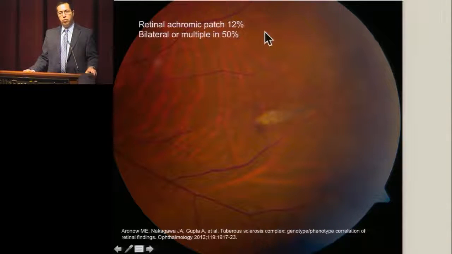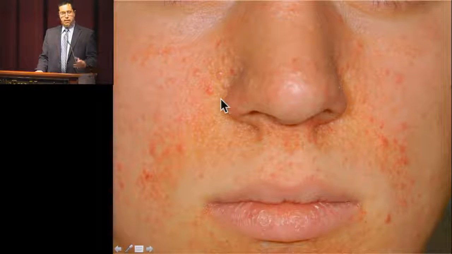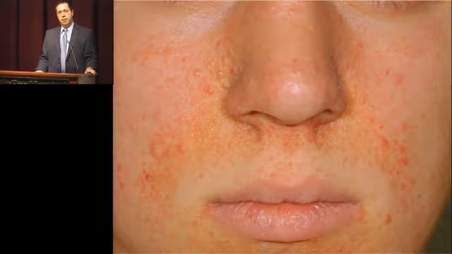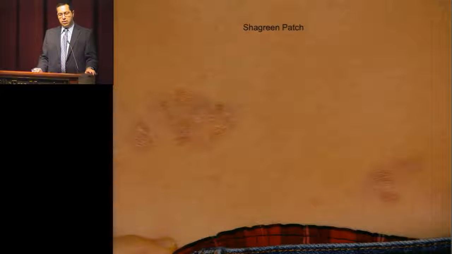This is the retinal achromic patch. This is a picture from this article by Dr. Aronow from Wilmer. These patients can have multiple of these achromic patches in their eyes. And this is the typical angiofibroma that you can see, adenoma sebaceum, it was called in the past. Very common finding. And this is a shagreen patch. As you know, shagreen refers to a form of leather. So this has this leathery, rough appearance, these patches of skin. Usually they are seen in the lumbosacral area.